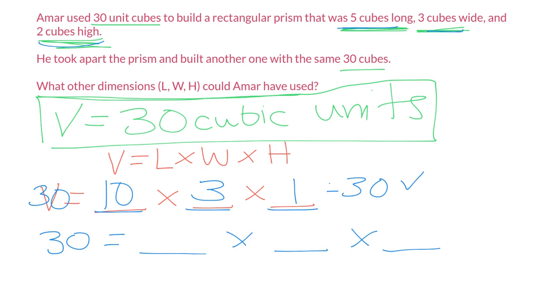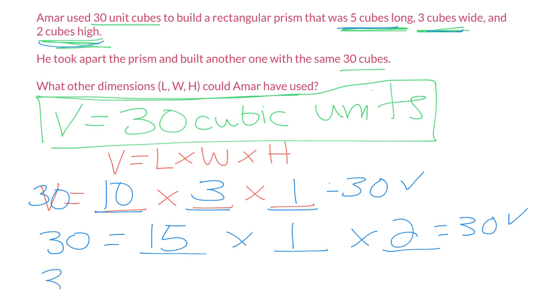I know that 15 times 2 equals 30, so we could make another rectangular prism that had a length of 15, a width of 1, and a height of 2. 15 times 2 is 30, times 1 is 30. Check, that works.